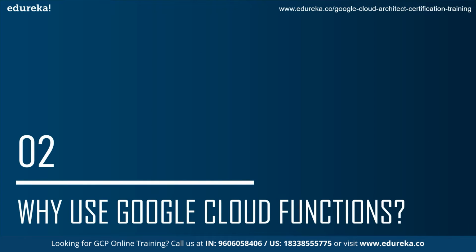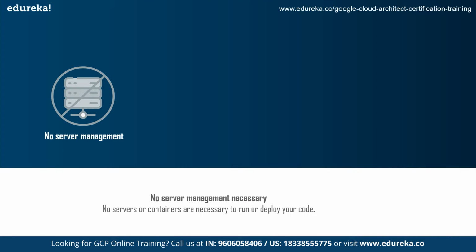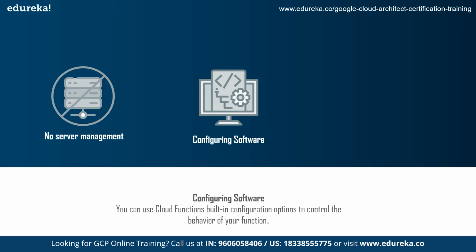Next up, we see why use cloud functions at all. Now, here we talk about most of the things that are the features of cloud functions, or why do we need them at all? What does Cloud Functions have to provide us with, right? So the first and the most important thing we see is that you do not need server management. No server management is necessary, or containers as well, to run or deploy your code. Next, we see that configuring software is extremely important. So you can configure cloud functions with built-in configuration options to control the behavior of your functions. So you can basically configure it based on whatever you feel is the best for your function.